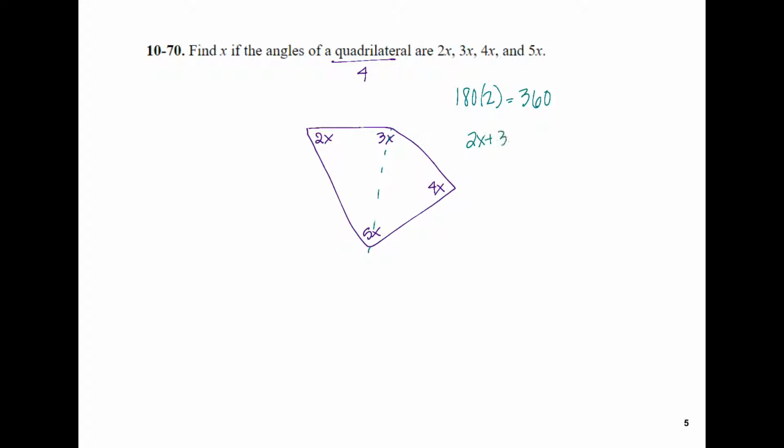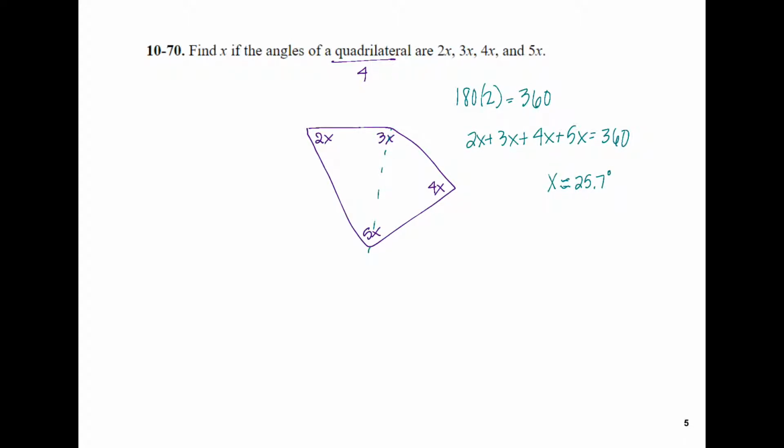We can add all of these values together, combine our like terms, and use inverse operations to get x is equal to approximately 25.7 degrees.